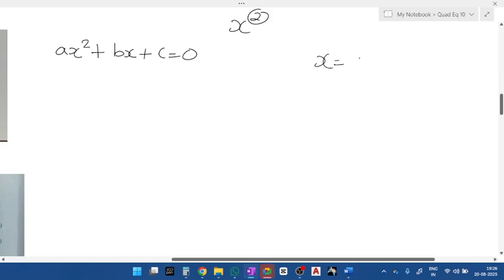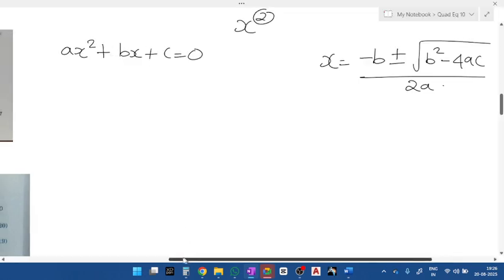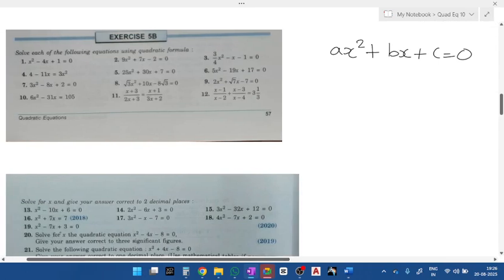We'll use the formula method. What is the formula here? X is equal to minus b, minus b plus minus square root of b square minus 4ac, by 2a. Make a note of this. All of you will make a note of this. I'll solve one question. You'll try one question for homework. Let me take the second one: 9x square plus 7x minus 2 is equal to 0.